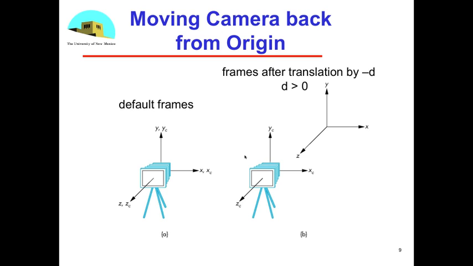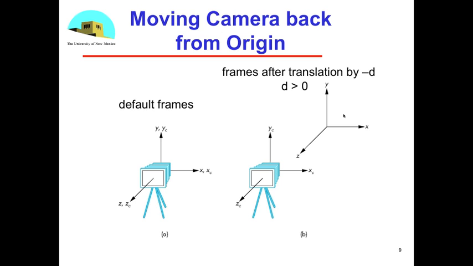In the end, after these frames are the same, and after we've applied this transformation, the two frames are separated, and now our camera can see all the objects on both sides of the plane z=0.